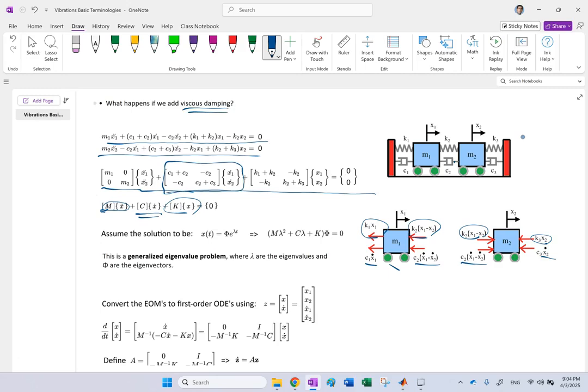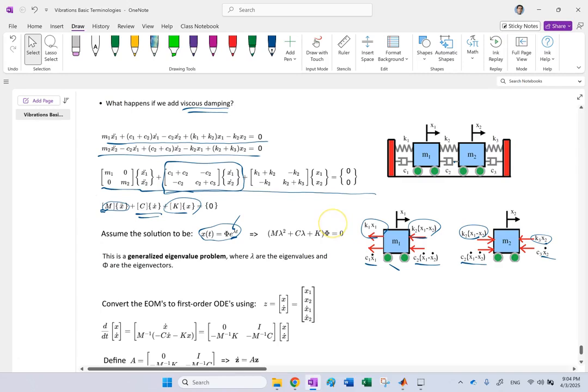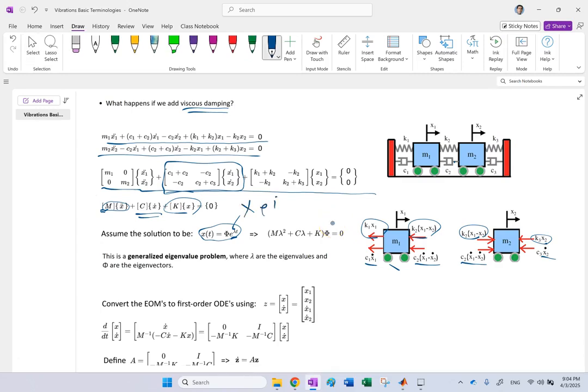So, can I still solve this? Yes. Well, if I assume my solution is an exponential, like any other second order linear ODE with constant coefficients, the solution is going to be an exponential. Remember, this lambda could be a complex number. Last time we assumed i omega n. Remember last time we said this is x times e to the i omega n t. So x here is the same as phi. And this i omega n is the same as lambda. So lambda here is not a real number necessarily. It could be a complex number.